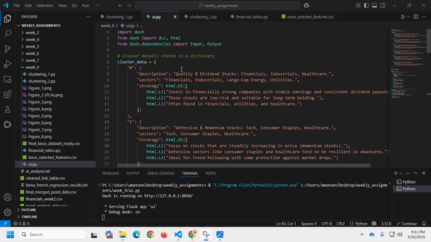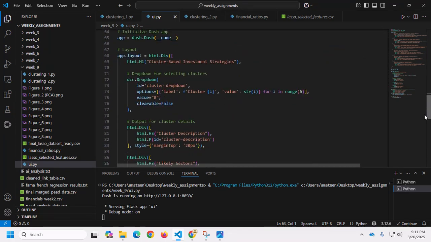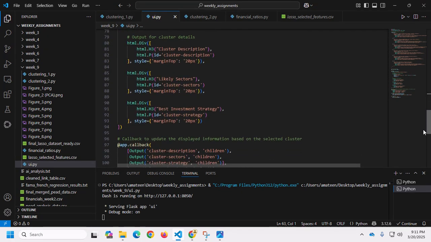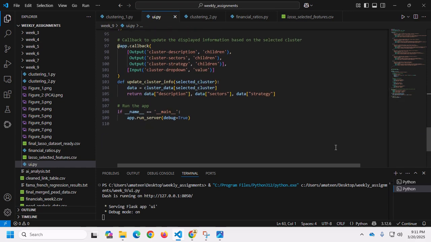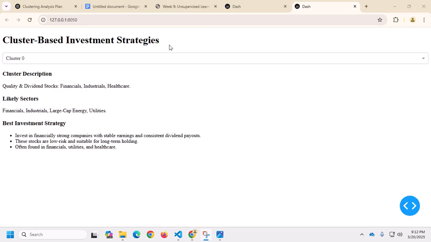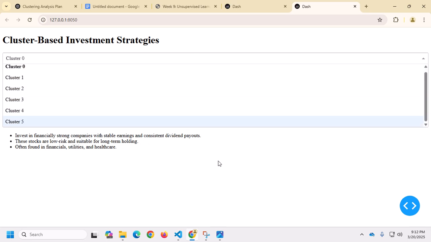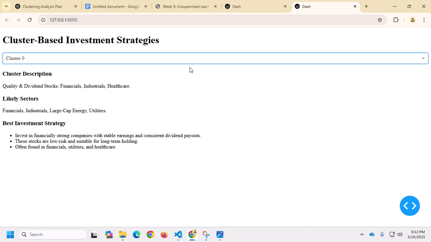So here is my UI file, how it goes. For each and every single cluster, there is a description given. I'm not going to explain them right now, but I'm going to show you the screen where it actually gives that. I've already ran the file, so let me show you this first. Okay, so here is the Dash interface. I've created a drop-down menu over here. You can choose any one of these clusters from 0, 1, 2, 3, 4, 5. Let's say we're going with cluster 0 right now, it shows first the description of the cluster that we have created.